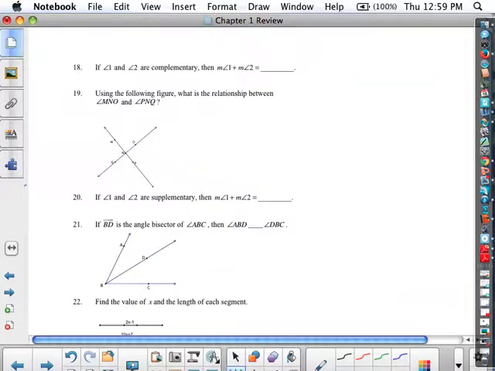Number 18 says if angle 1 and angle 2 are complementary, then the measure of angle 1 plus the measure of angle 2 equals 90 degrees. Remember that word complementary, 90 degrees. Number 19 says use the following figure. What is the relationship between the measure of angle MNO, this angle, and PNQ, this angle? Remember, they are vertical angles.